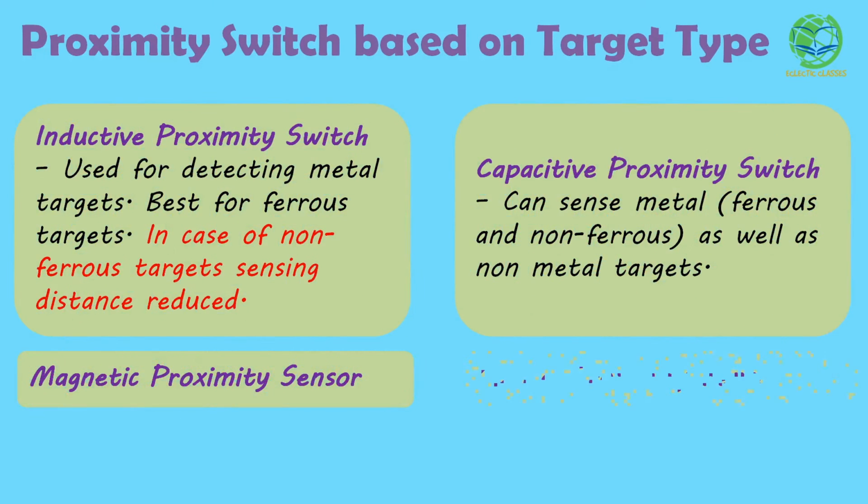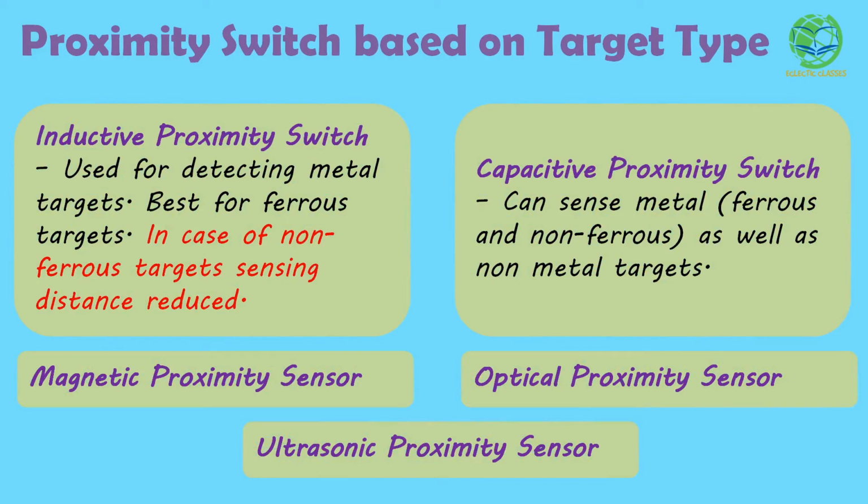Different types of target need different types of proximity switches. Inductive proximity switches sense ferrous metal targets in the most efficient way, but they can also sense non-ferrous metals. In the case of non-ferrous metals, the target sensing distance gets reduced, like it gets reduced to 0.8 times in case of stainless steel and to 0.3 times for copper.